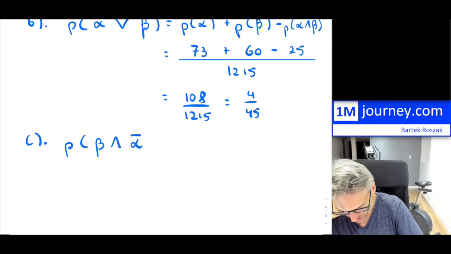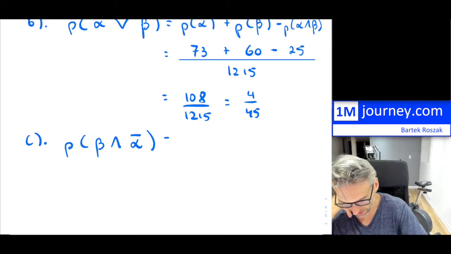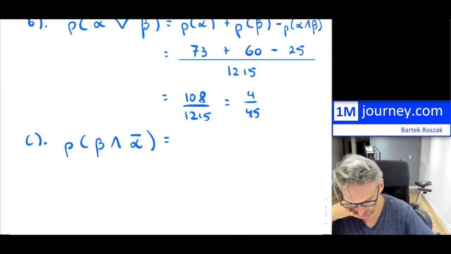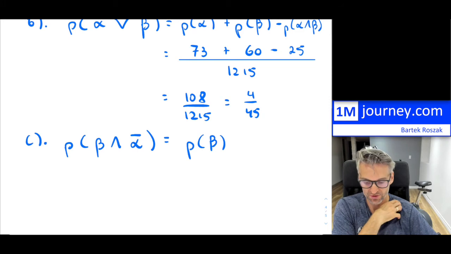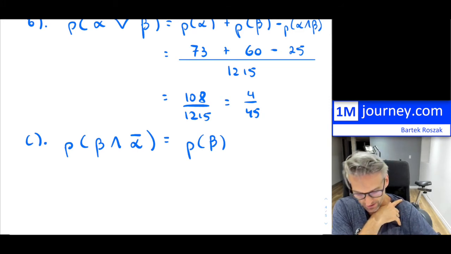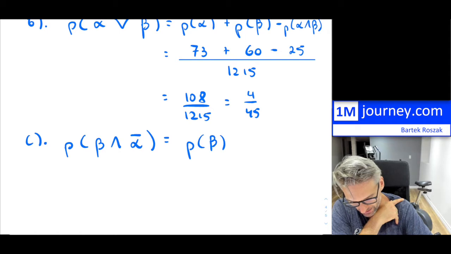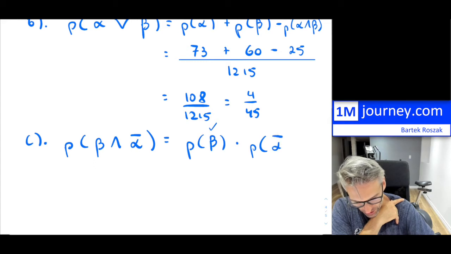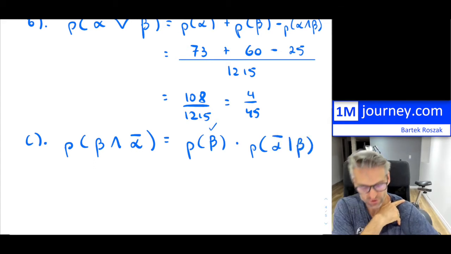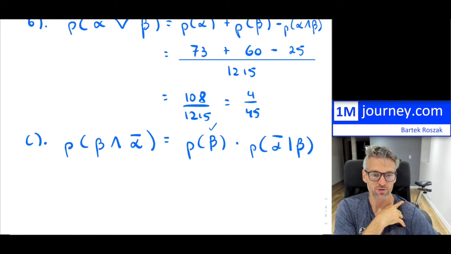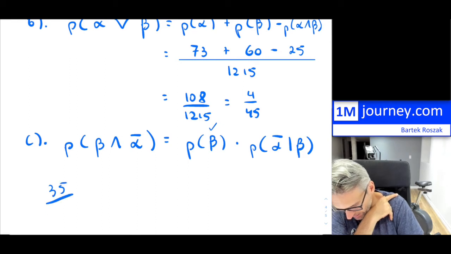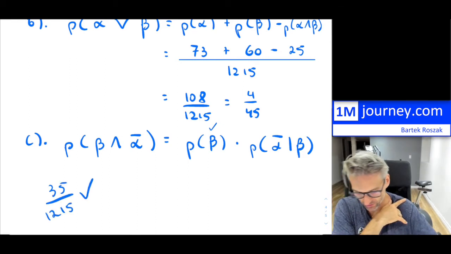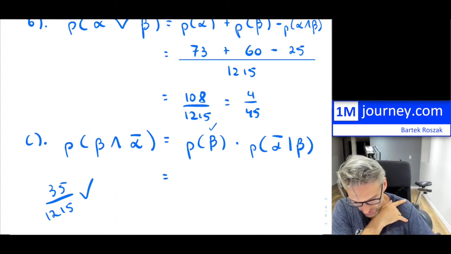So not alpha, I'm going to put that over. Utilizing conditional probability, this is the same thing as saying the probability of beta, which means the probability of having the strand, and then if you know that they have this, you multiply it by the probability of not alpha given that you already know that you have beta. So this is actually going to give us the same thing. From the Venn diagram it was 35 over 1215. So very quick, you can use that, but this will also give you the same thing.